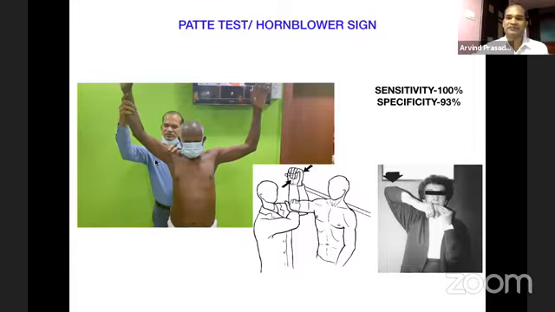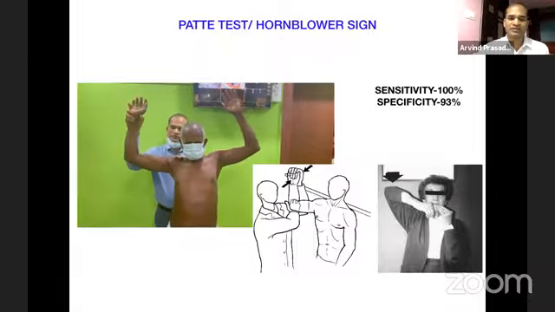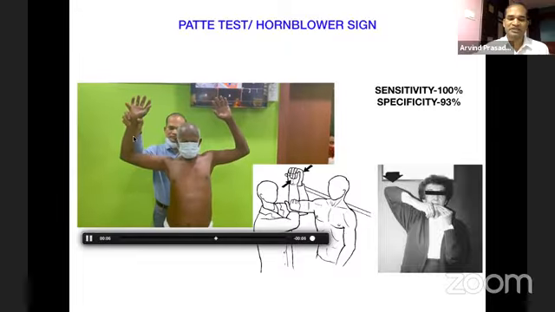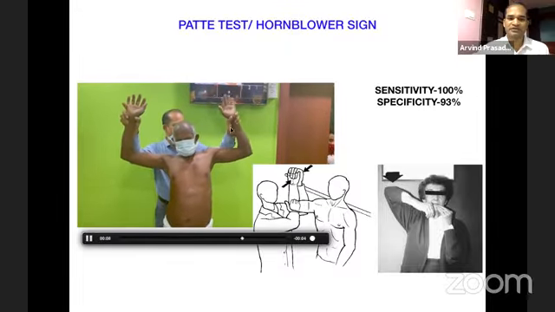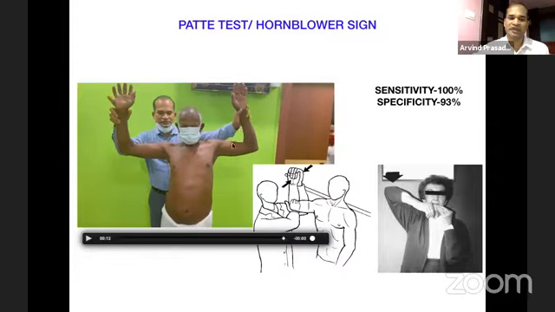Patte test is for, again, infraspinatus and teres minor, when the arm is abducted at 90 degrees and the elbow is flexed, and then bring the arm into external rotation and again ask the patient to hold in this position. So here you can see this is the affected side. The patient is unable to do the external rotation. Here the patient is able to do this external rotation at 90 degrees of abduction and elbow flexion.